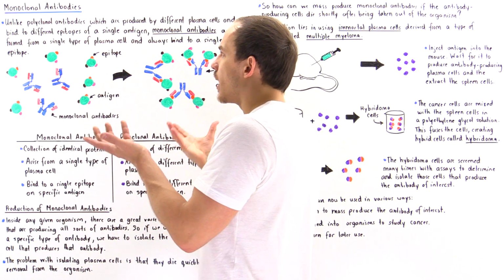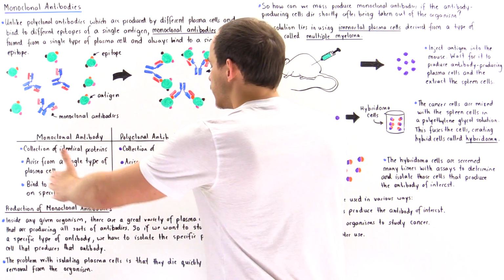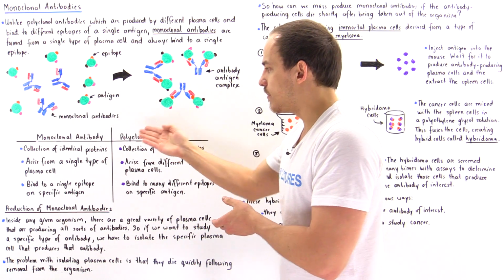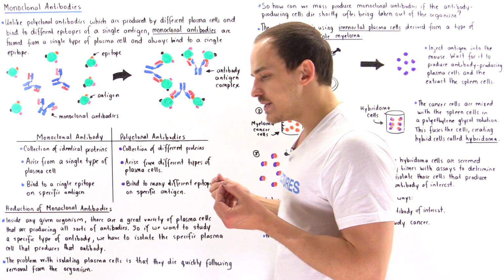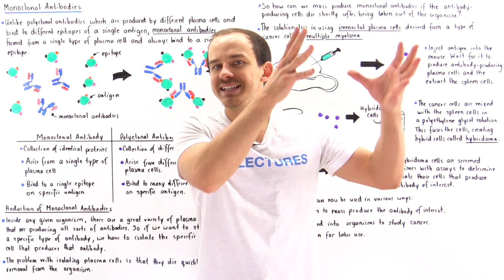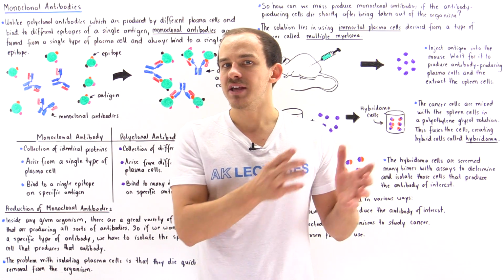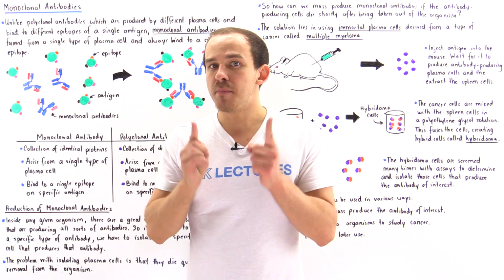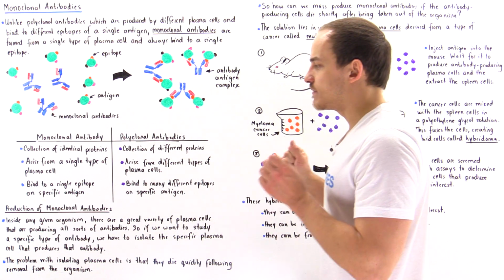Now, to summarize the difference between monoclonal and polyclonal antibodies, let's take a look at the following diagram. So we have monoclonal antibodies and polyclonal. Now, mono simply means we have a collection of identical plasma cells, so a single type of plasma cell, and they produce identical antibodies which bind to an identical epitope found on that specific antigen.